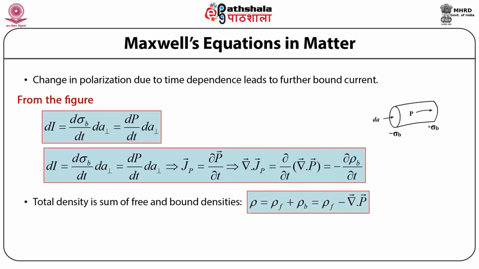Thus, the total charge density due to both free as well as bound charge densities is given by rho, the total charge density, equal to rho subscript F plus rho subscript B, where rho subscript F is the volume charge density due to free charges and rho subscript B is the volume charge density due to the bound charges, and this is equal to rho subscript F minus del dot P vector, that is the volume charge density due to the free charges minus the divergence of the electric polarization vector.